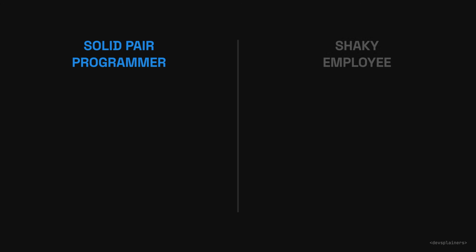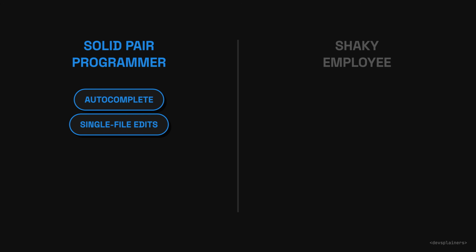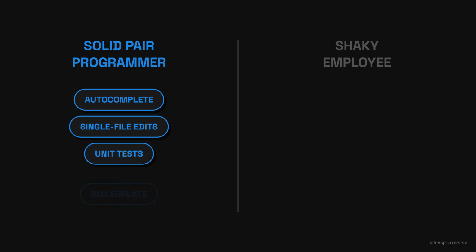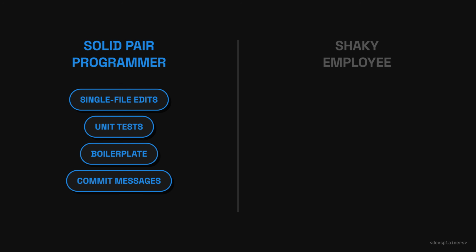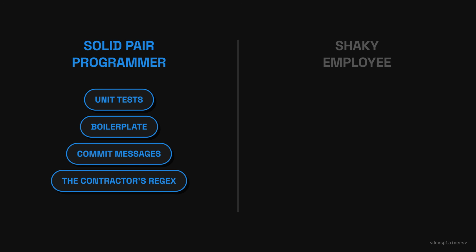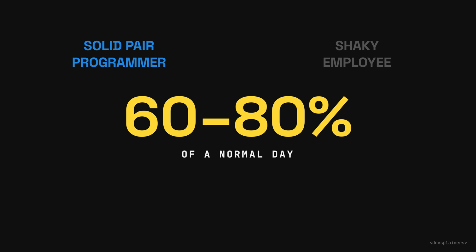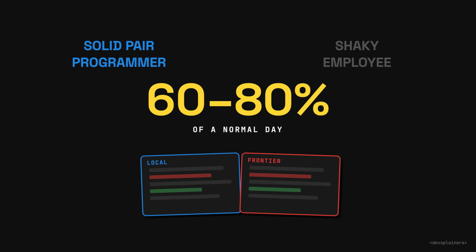On a regular machine, the local model is a solid pair programmer and a shaky employee. It holds up on bounded work with fast verification: autocomplete, single file edits, unit tests, boilerplate, commit messages, explaining the regex a contractor left behind. Developers report that covers 60 to 80% of a normal day. And on those tasks, a good local model is hard to tell apart from a frontier one.